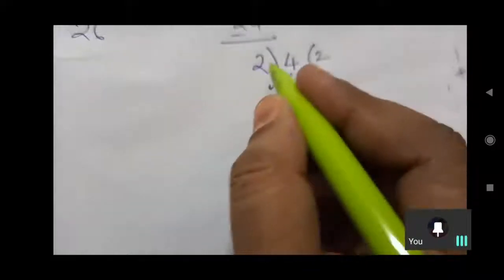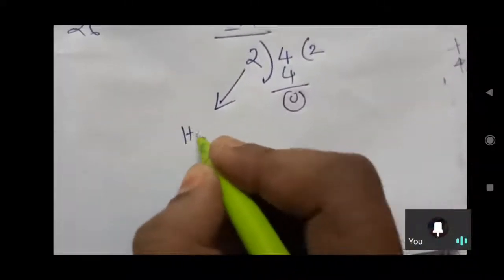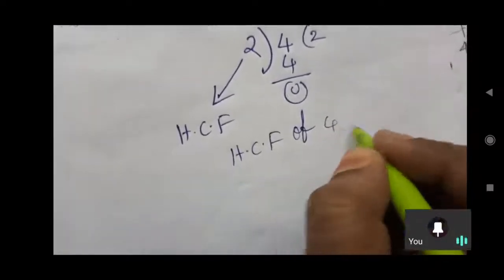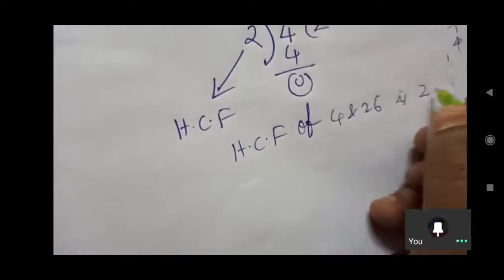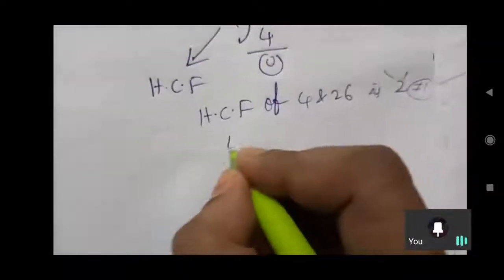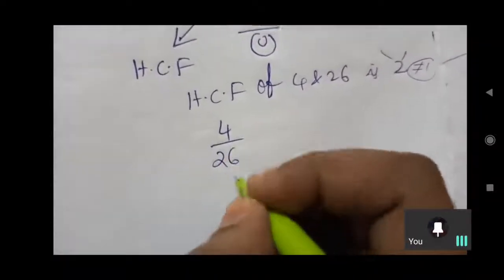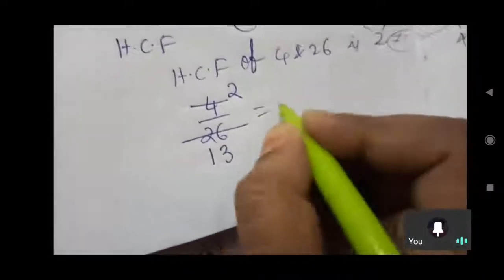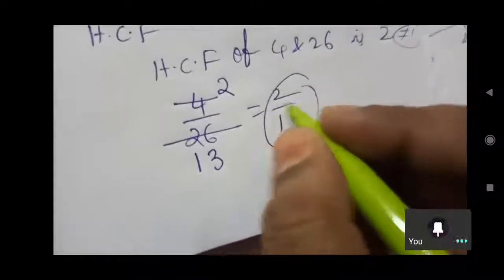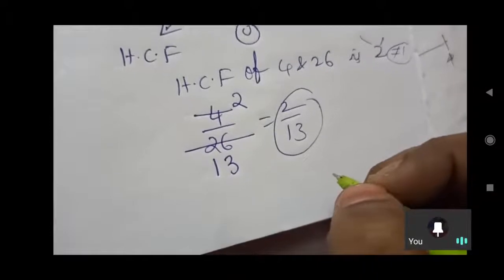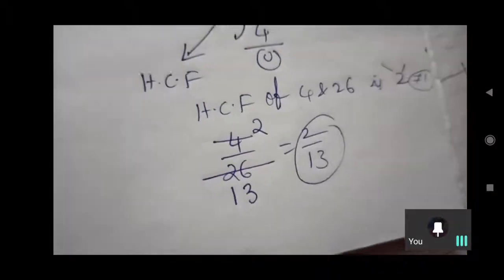What is the HCF here? The last divisor is the HCF. So the HCF of 4 and 26 is 2. It is not equal to 1, so that's why this is not in the simplest form. We can convert it into the simplest form by cancellation: 2 2s are 4, 2 13s are 26, so we get 2/13. This is in the simplest form, so its HCF must be 1. Is it understandable to you? You already know how to find the HCF.